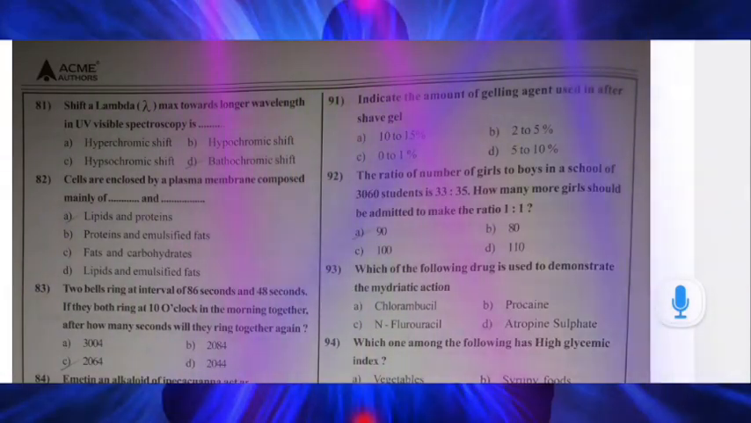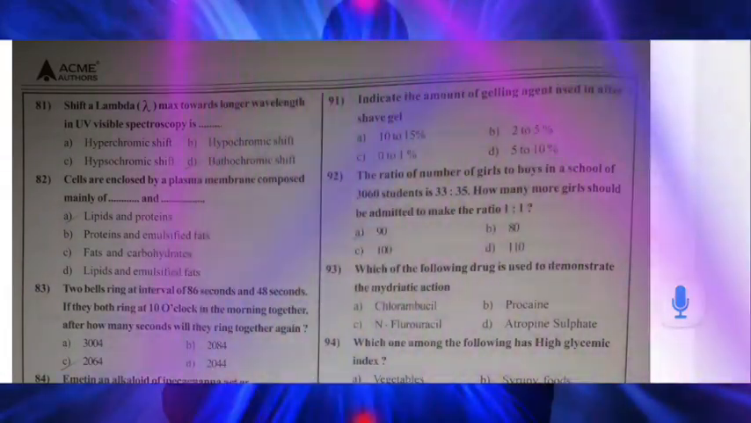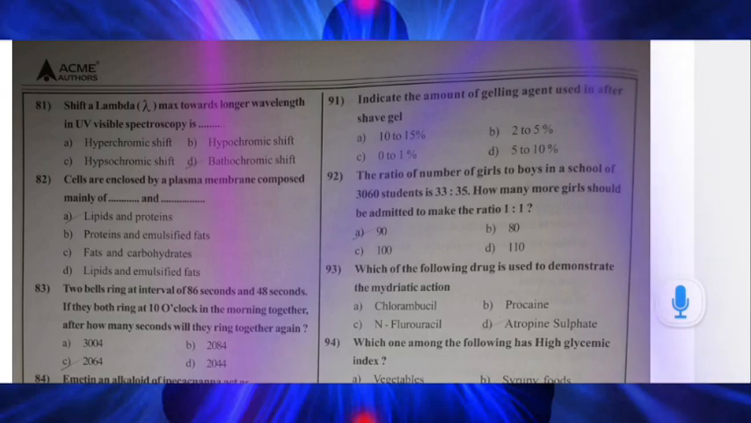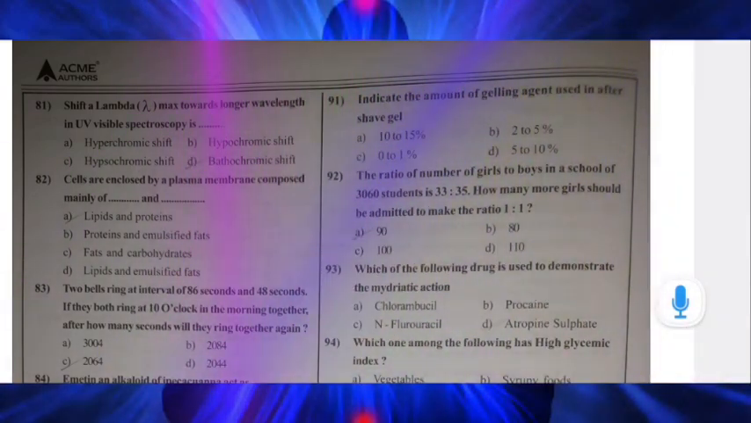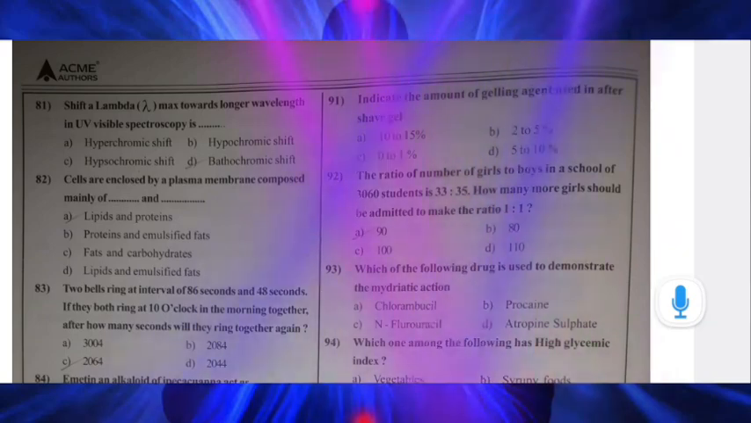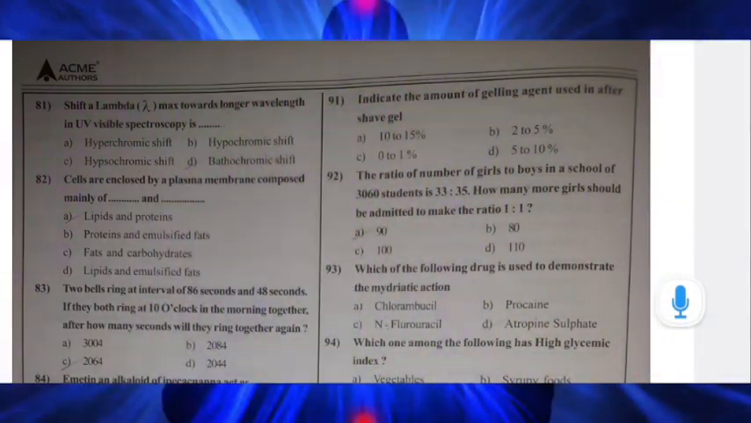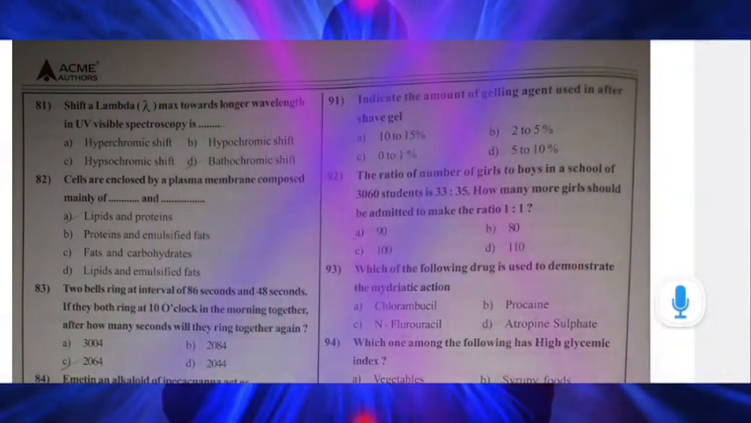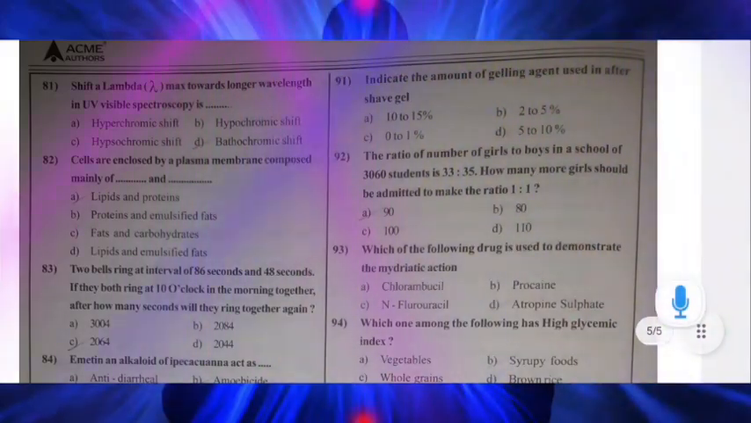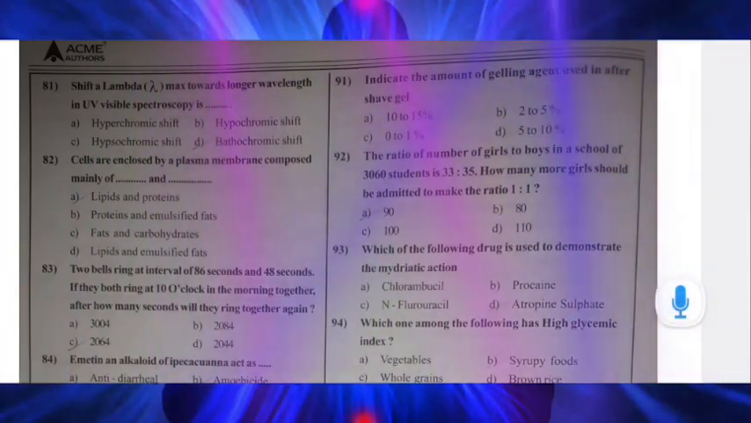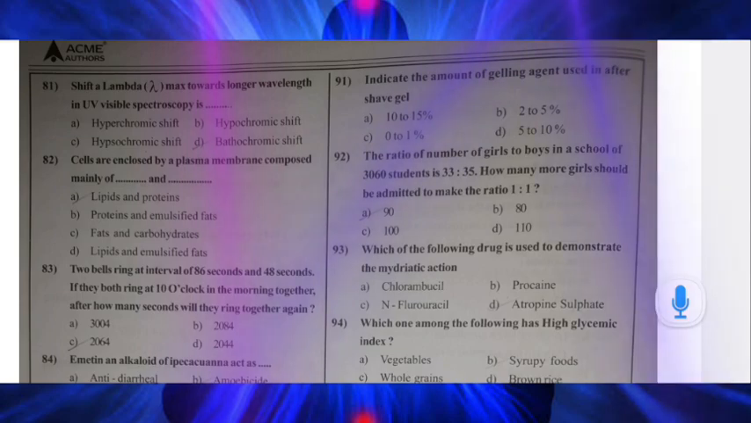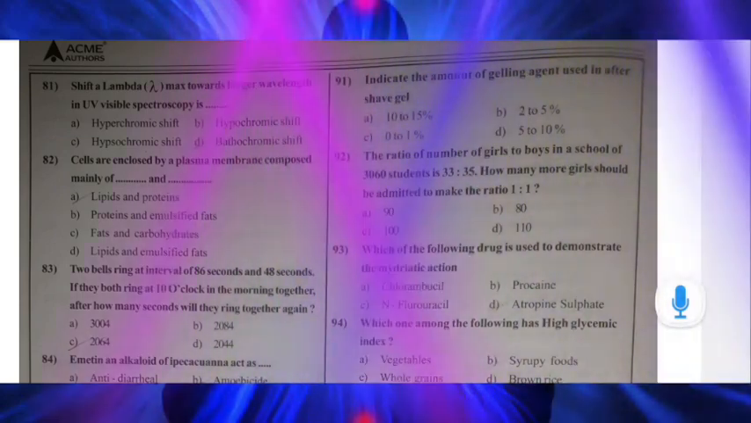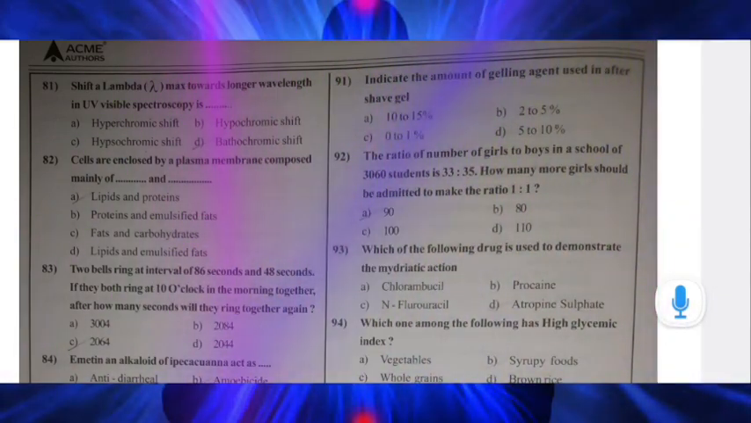Indicate the amount of gelling agent used in after-shave gel. Answer is not given. The ratio of the number of girls to boys in a school of 3060 students is 33:35. How many more girls should be admitted to make the ratio 1:1? Answer is 90. Which of the following drugs is used to demonstrate the mydriatic action? Atropine sulfate. Which one among the following has a high glycemic index?